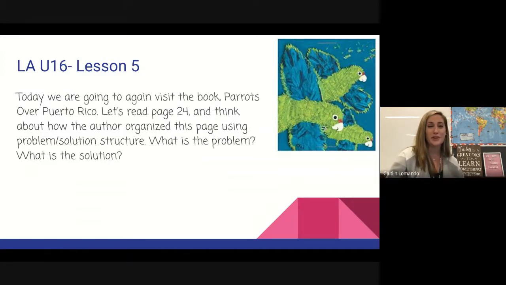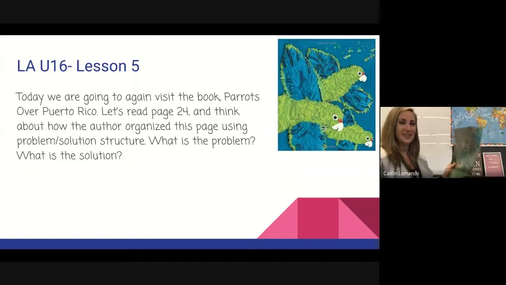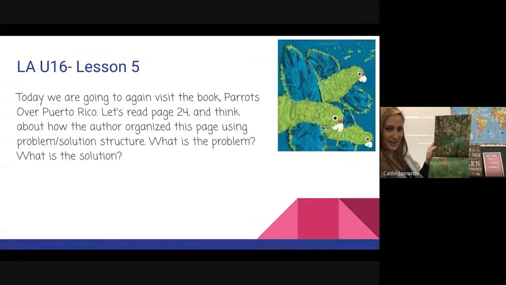Today, we are going to again visit Parrots over Puerto Rico. Let's read page 24 and think about how the author organized this page using problem solution. So as I read, what is the problem? What is the solution? All right, and I know it's hard to see the picture.